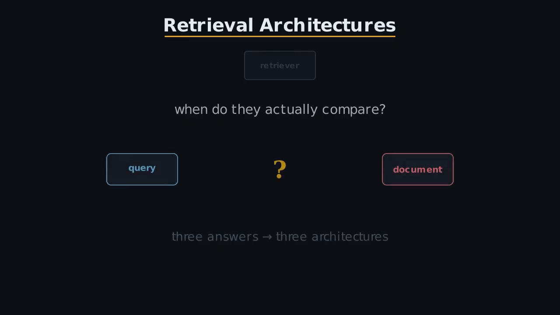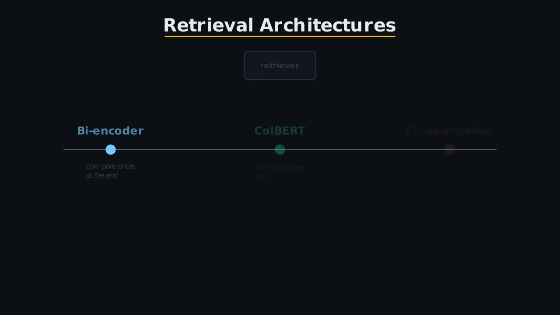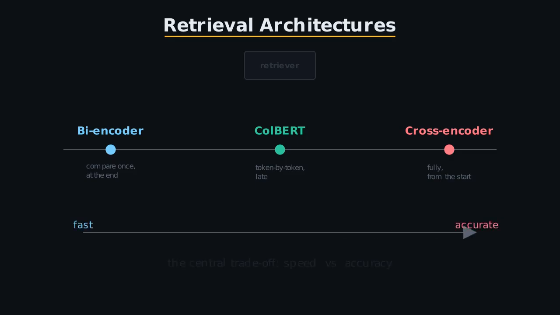A bi-encoder compares them just once, at the very end. A cross-encoder compares them fully, from the very start. And ColBERT's late interaction sits cleverly in between. Behind that one question lies the central trade-off of all retrieval: speed versus accuracy.